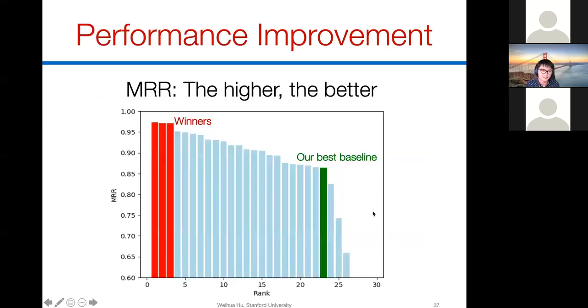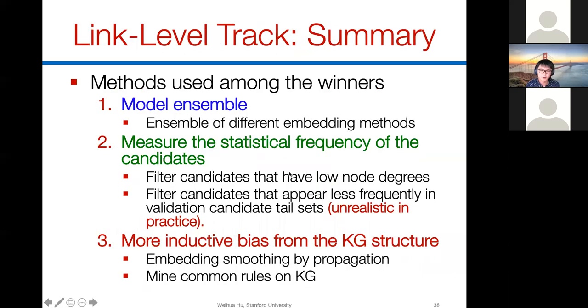And this is an illustration of how winners outperform our best baseline. So we see this huge performance gain, about 10% gain in MRR. To summarize the winner solutions, what we observe is there are three common trends among the winners. The first one is that winners all use model ensembling. They ensemble different embedding methods, not just using, for example, TransE, but also using TransE and RotatE and all these embedding methods together. That seems to improve the performance.